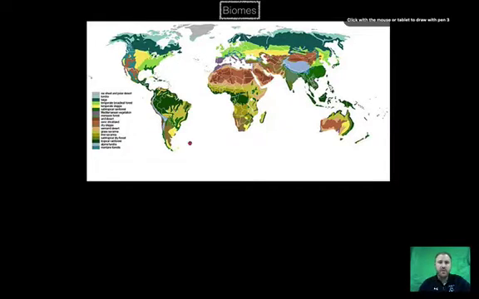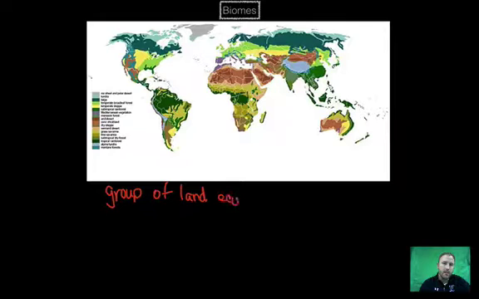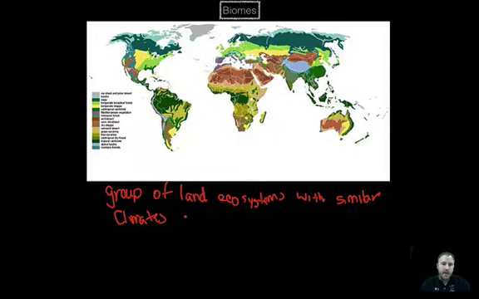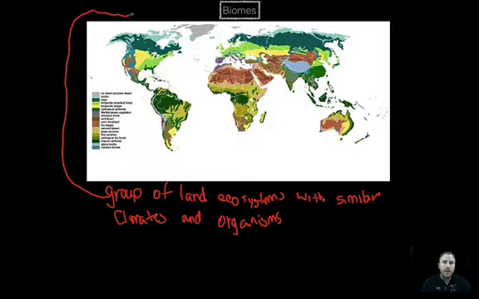And to start with, we need to make sure that we understand that a biome is a group of land ecosystems with similar climates and organisms. Okay, so that's the definition of a biome. So our definition of a biome is a group of land ecosystems with similar climates and organisms.